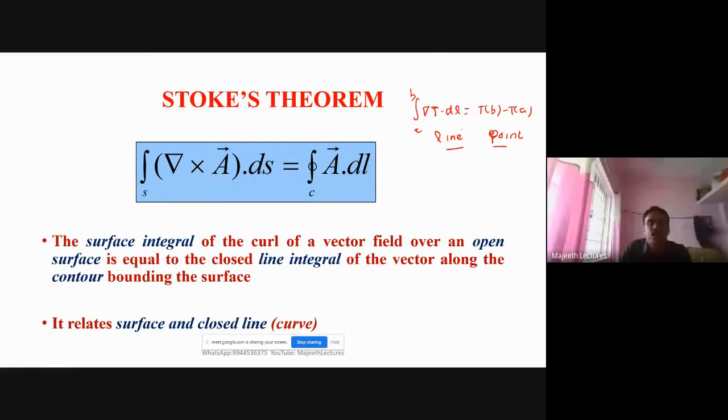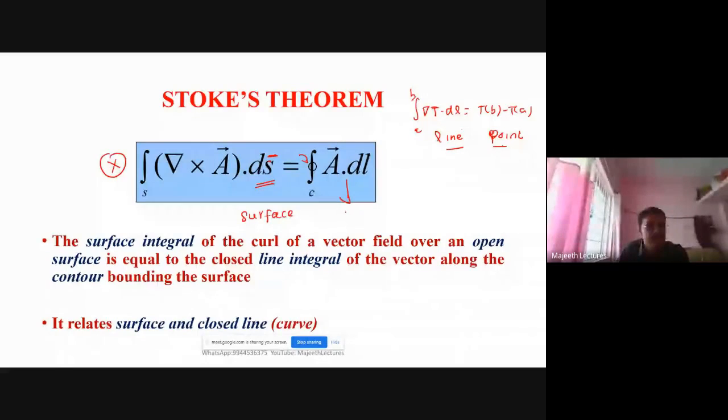Similarly, Stokes theorem relates, you see, a surface. ds is a vector. It relates the surface, and you see the integral is closed. This is very, very important. This question they have asked in one GATE exam, so understand this. This closed integral is very, very important. Why is this closing so important?